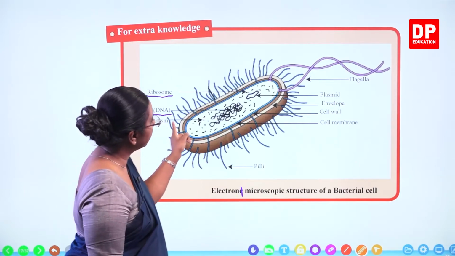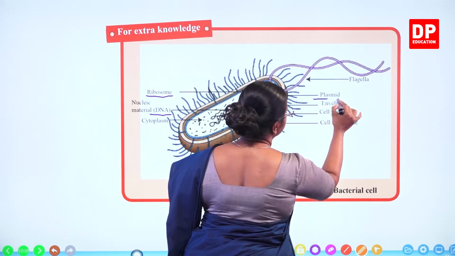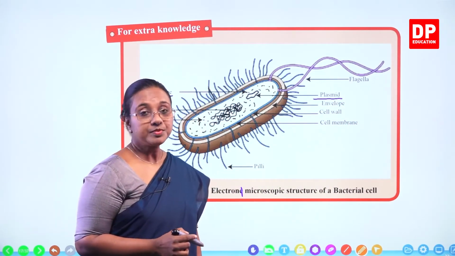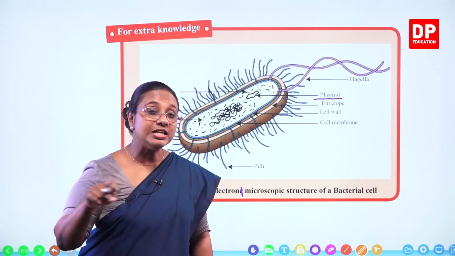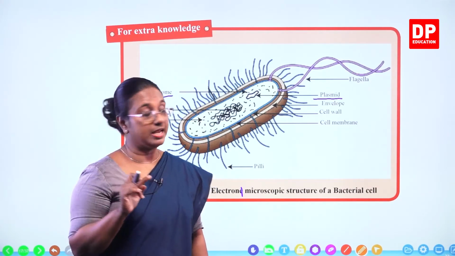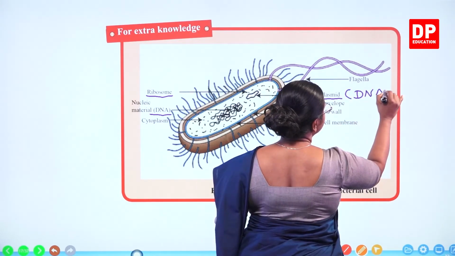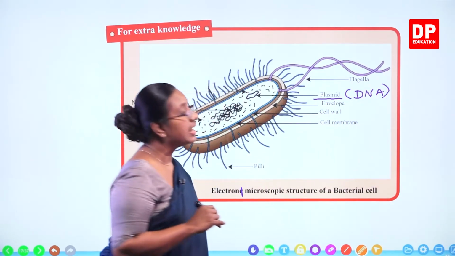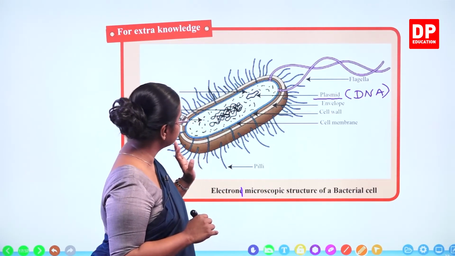The same thing, here you can see this particular structure that is called the plasmid. Now plasmid is also a DNA, usually a circular shaped DNA. So that is also DNA. A circular DNA is known as plasmid. So that is also present in a bacterial cell.